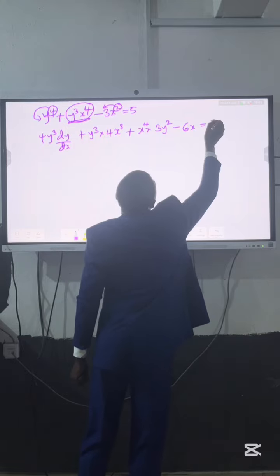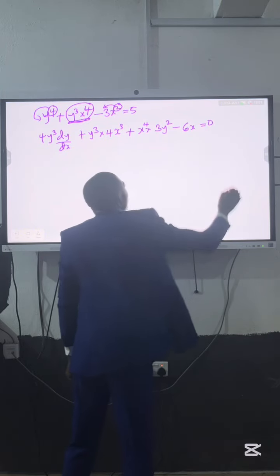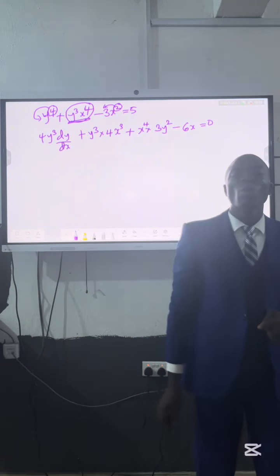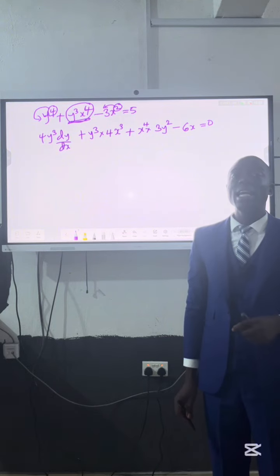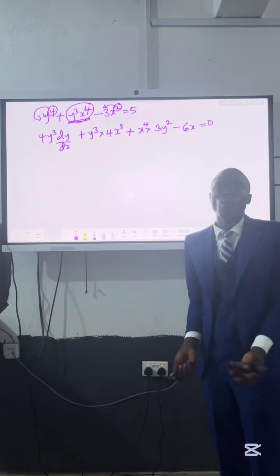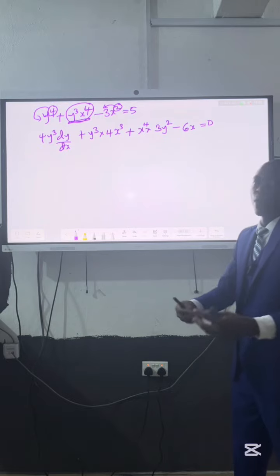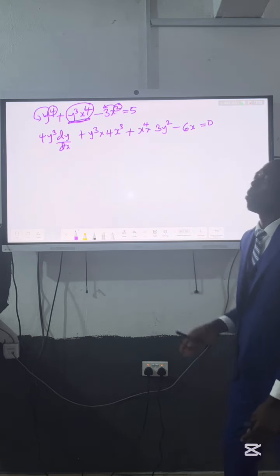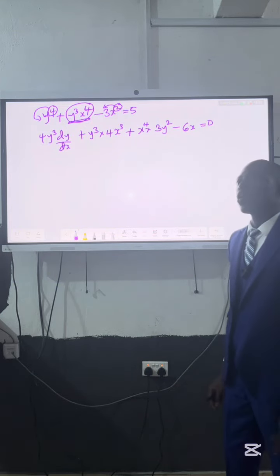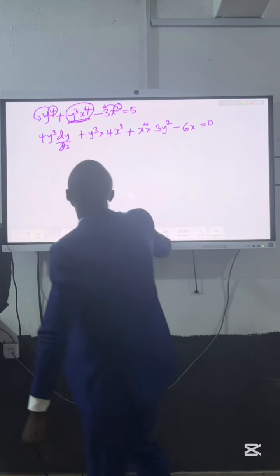Then go to the other side, differentiate 5, you get 0. If you differentiate 5 you get 0, not because it's 5, but because the number standing here is a constant. It is free from variables. It's free from x, free from y. So it's just an ordinary number. Anytime you differentiate an ordinary number, be rest assured that you are going to get 0. All right.